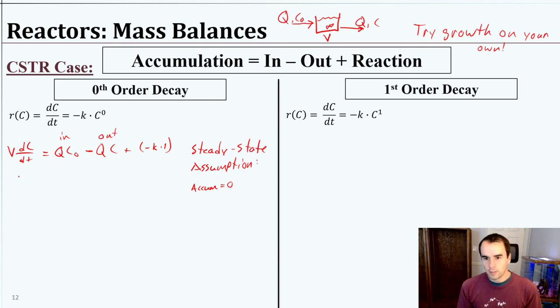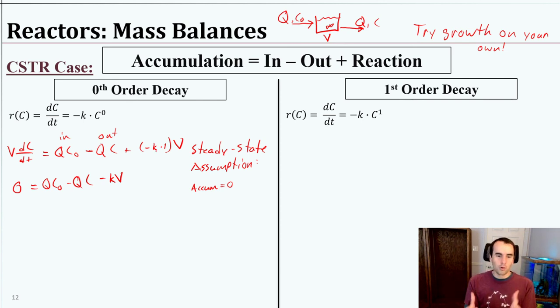So then if accumulation is zero, we can say zero equals QC naught minus QC minus K. Sorry, I missed the V here. K times V, because again, this reaction is occurring in the whole control volume. Okay, so with this, we can solve for C. Again, we're just going to assume that C is what we're interested in. We could solve for volume, or the flow rate, or C naught. We can solve for different pieces, but right now we're going to solve for C. That's going to be the most common.